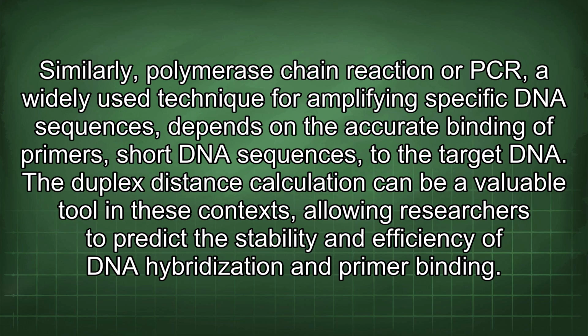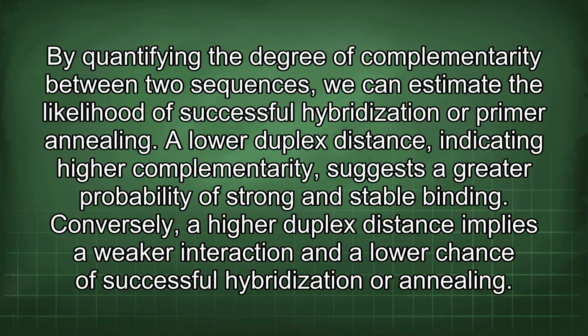The duplex distance calculation can be a valuable tool in these contexts, allowing researchers to predict the stability and efficiency of DNA hybridization and primer binding. By quantifying the degree of complementarity between two sequences, we can estimate the likelihood of successful hybridization or primer annealing. A lower duplex distance, indicating high complementarity, suggests a greater probability of strong and stable binding. Conversely, a higher duplex distance implies a weaker interaction and a lower chance of successful hybridization or annealing.